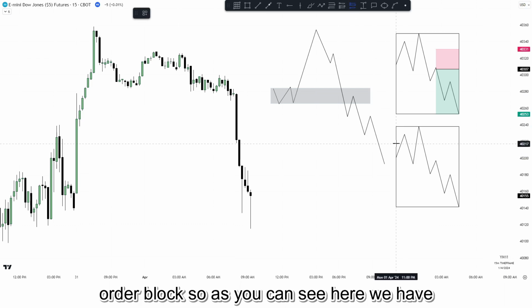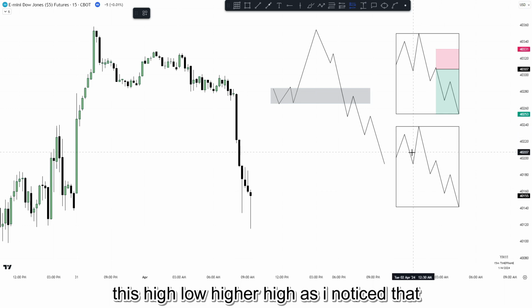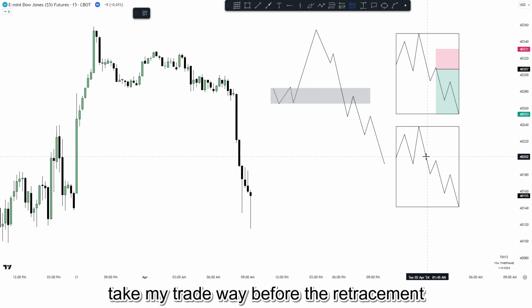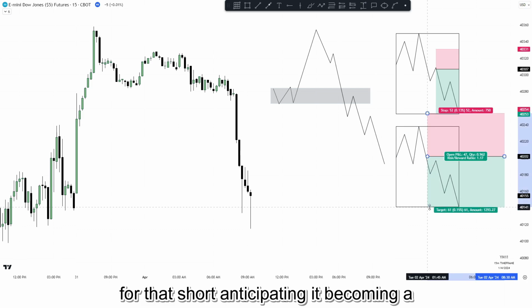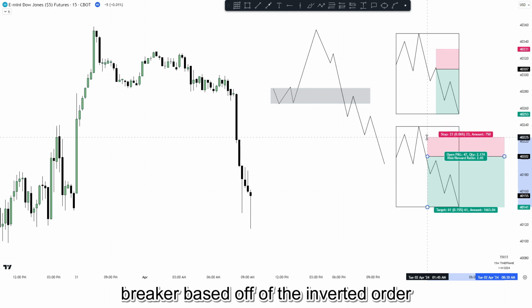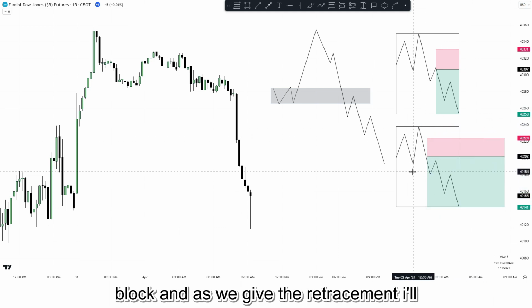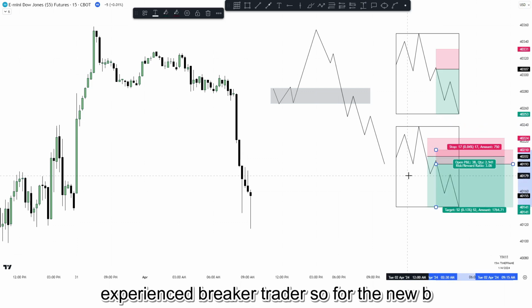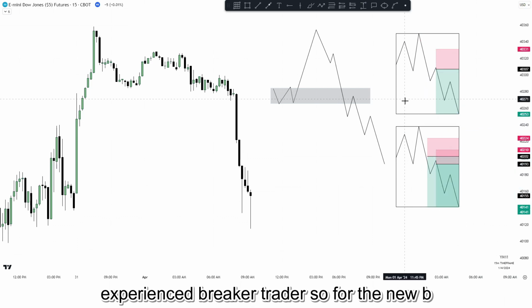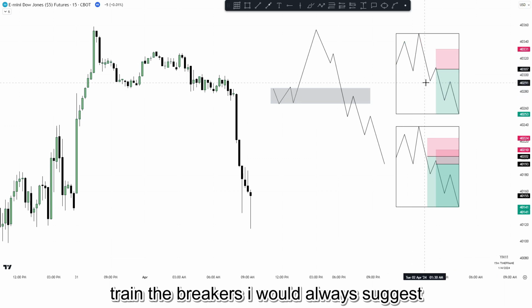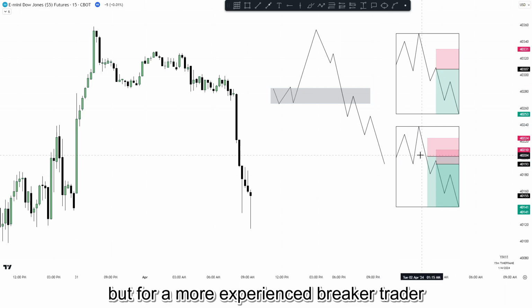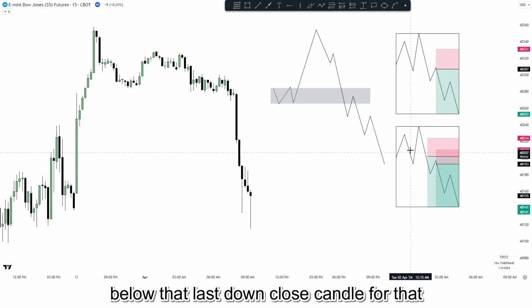So as you can see here, we have this high, low, higher high. As I notice that we're breaking below this low, I'll actually take my trade way before the retracement for that short, anticipating it becoming a breaker based off of the inverted order block. And as we give the retracement, I'll simply just scale into my position as an experienced breaker trader. So for the newbie trading the breakers, I would always suggest that you trade based off of the retracement, but for a more experienced breaker trader, you want to take the trade as we break below that last down close candle for that bearish breaker.